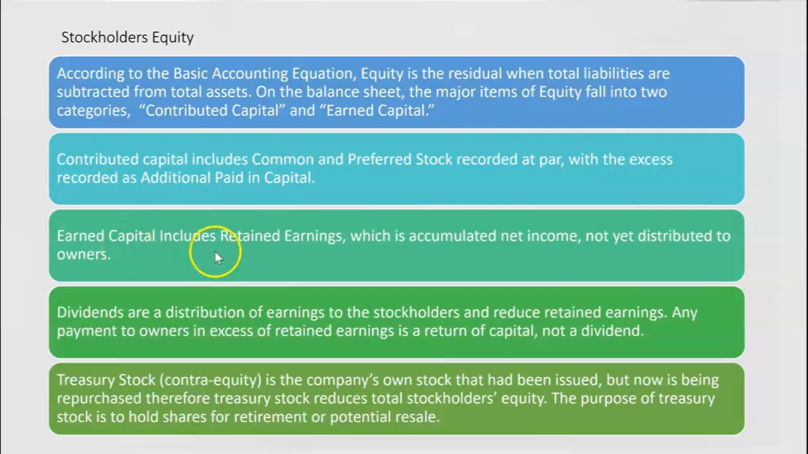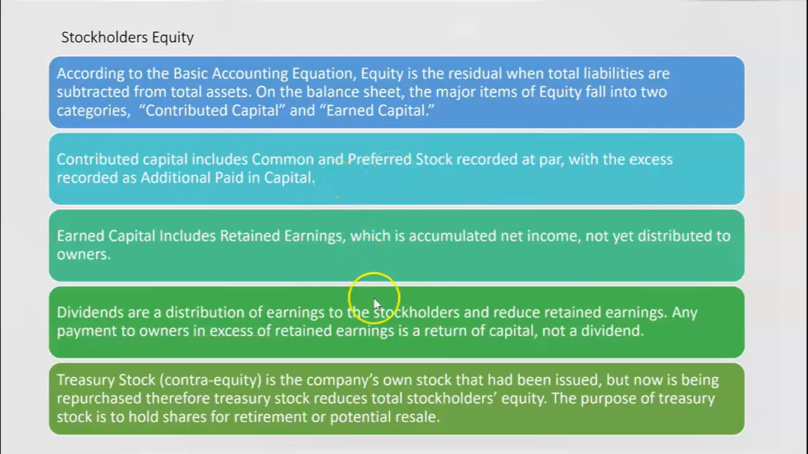Then there's earned capital, which is retained earnings, another stockholders' equity account. Retained earnings is accumulated net income not yet distributed to owners in the form of a dividend. Dividends are a distribution of earnings to the stockholders, and dividends reduce retained earnings. Any payment to owners in excess of retained earnings is a return of capital, not a dividend. A dividend needs to have earnings associated with it. Otherwise, if the distribution is in excess of earnings, then that distribution is a return of capital and not a dividend. So earned capital includes retained earnings, and contributed capital includes common and preferred stock, and additional paid-in capital.